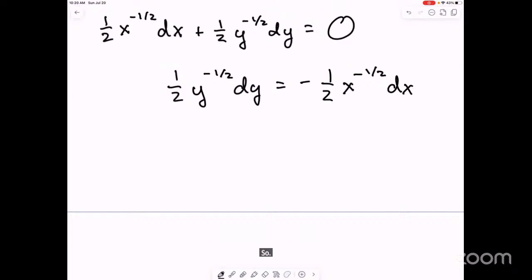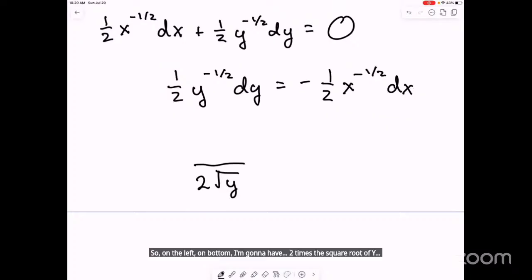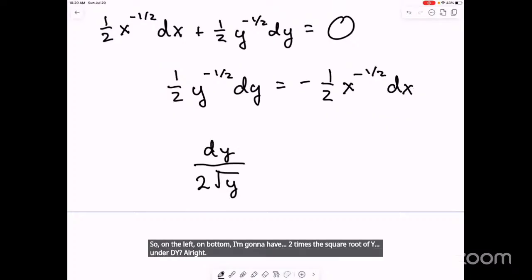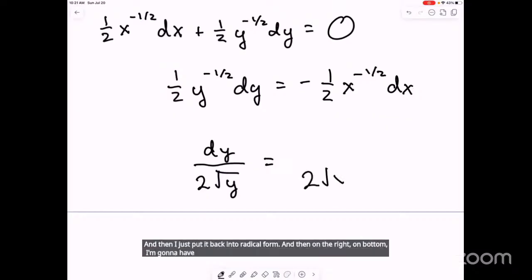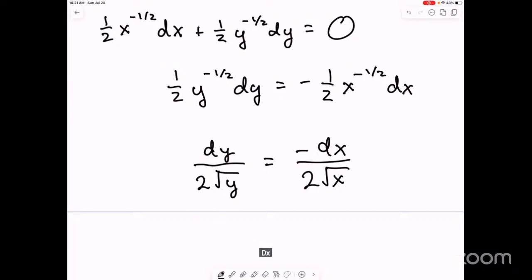On the left, on bottom, I'm going to have 2 times the square root of y under dy, because that negative exponent means it's in the denominator, and then I just put it back into radical form. And then on the right, on bottom, I'm going to have 2 times the square root of x under a negative dx. Now I'm going to use algebra.